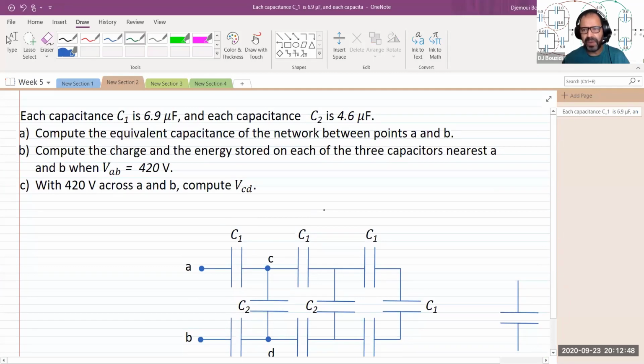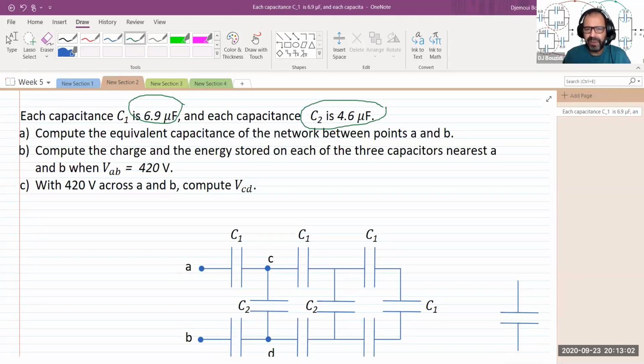Furthermore, which simplifies this problem a lot, is the fact that the value of C1 and the value of C2 are related. If you multiply C1 by 2/3, you're going to find C2. Basically, C1 is 6.9, divide the 6.9 by 3, which is going to be 2.3, multiplied by 2 is going to be 4.6.